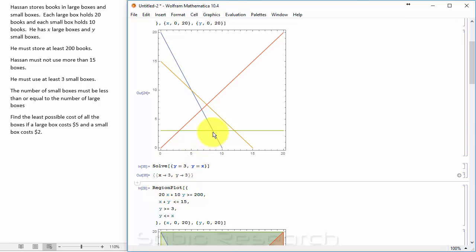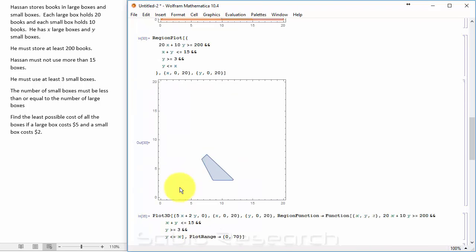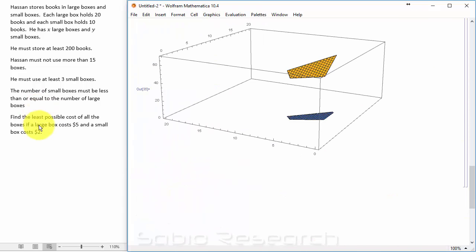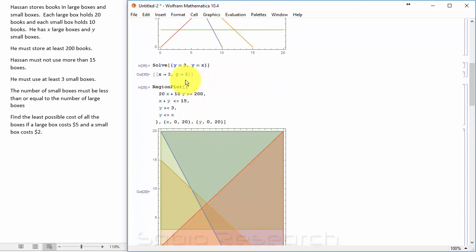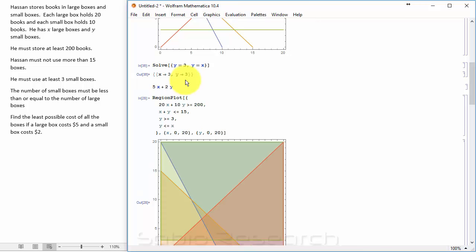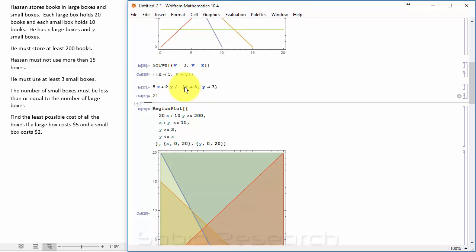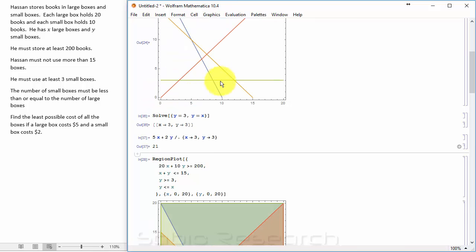Okay. So what was the cost here? The cost function is this one, which I used here. So the cost is this, to which I'm going to plug in the solution that I got. If you plug in x and y into its place, in Mathematica it's done this way, then you get the cost is $21 for this spot.